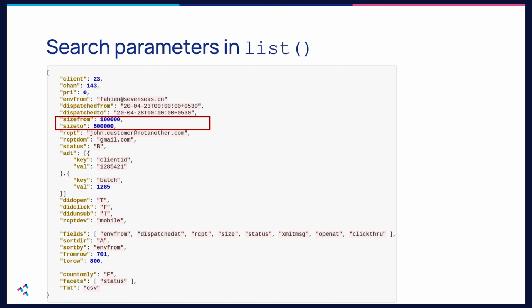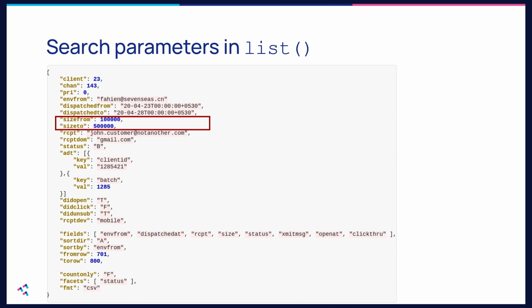Similar example, size from and size to. Assume that all the records have an attribute called size. And here we are asking the system to return us only those records whose size value falls between the size from and size to, which I am giving here. So all of these are parameters which you have to specify for getting a filtered set out of a list call.